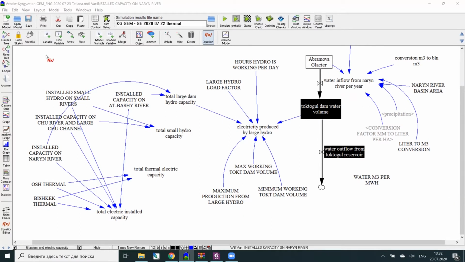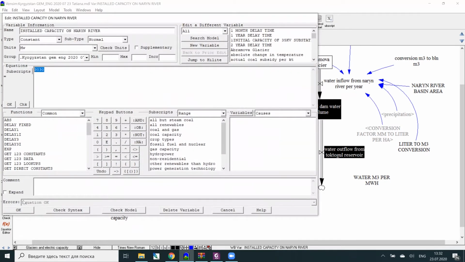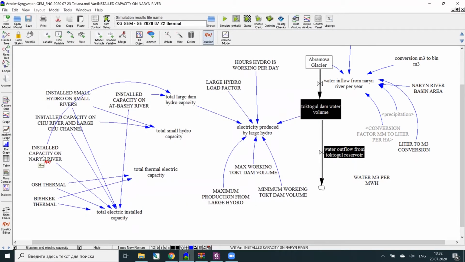So you need to include in the model the average water consumption per megawatt hour. Then you have the generation already in the model, so you can calculate the total water requirements for hydropower generation. That becomes the outflow of the stock of the water volume in the dam. This is only part of it. I have to split the installed capacity on Narin into the 4 stations, and we only have the first one, which is 1,200. So I would have to do it differently.